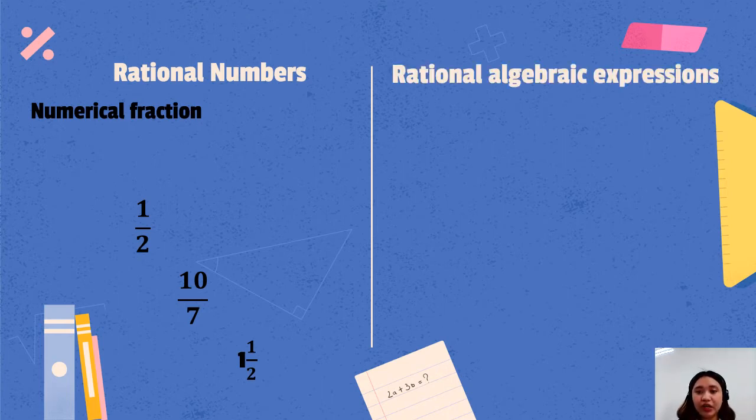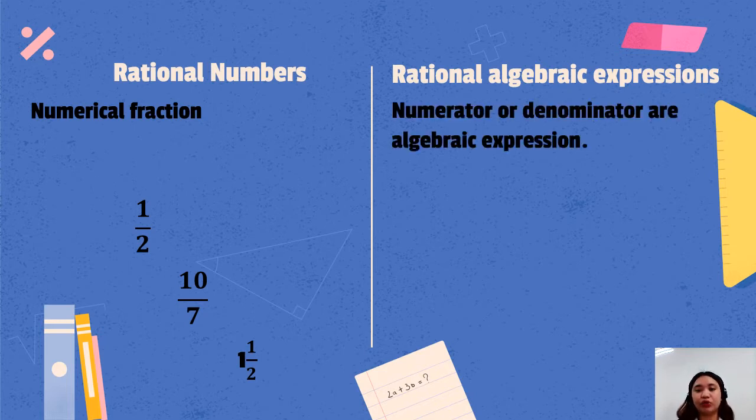So in rational algebraic expressions naman, either the numerator or the denominator is an algebraic expression. When we say algebraic expression, these are numbers with letters. So we have coefficient and variable. When we say coefficient, it is the number. When we say variable, this is the letter. So either the numerator or denominator.